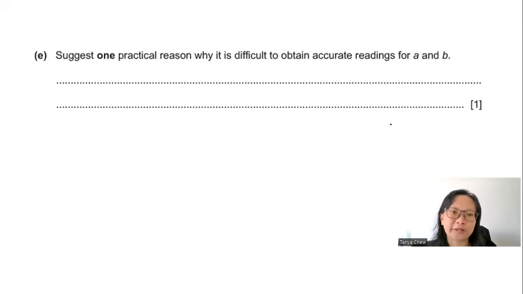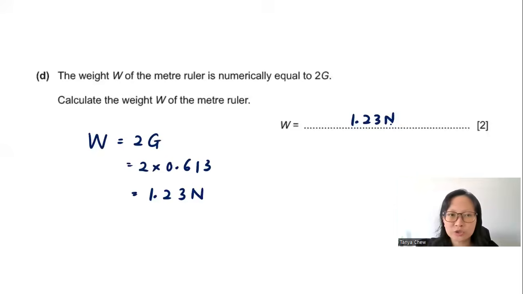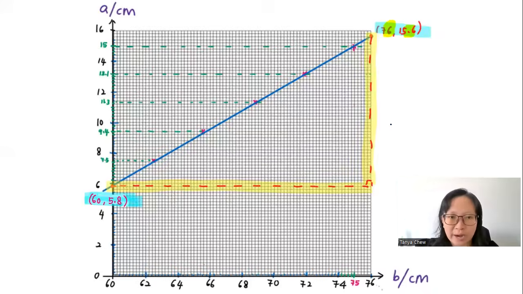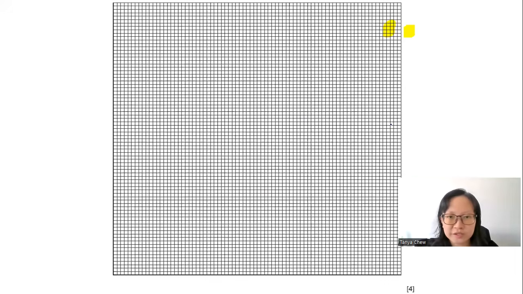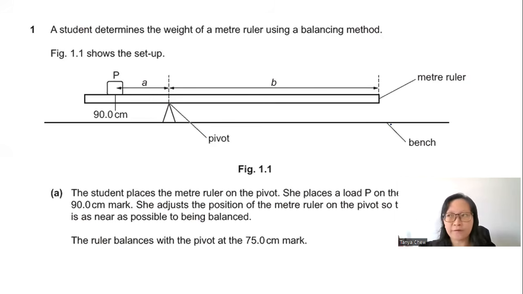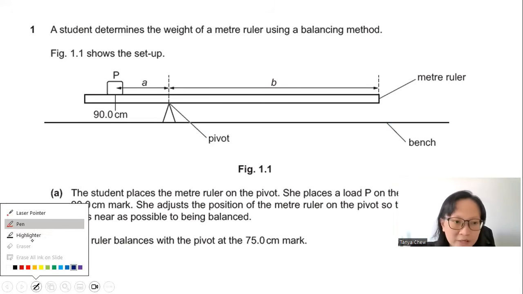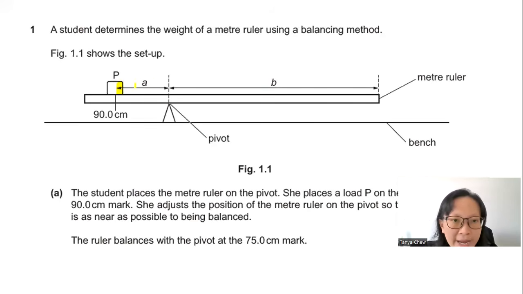E, suggest one practical reason why it is difficult to obtain accurate readings for A and for B. So I want to refer you back to the diagram. So this is a diagram. If you face difficulties in giving the reason of why it is so difficult to obtain the accurate reading for A and B, you have to go back to the diagram and see how A and B are being measured.